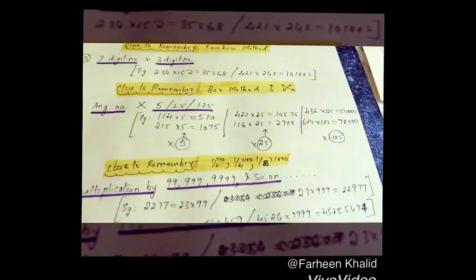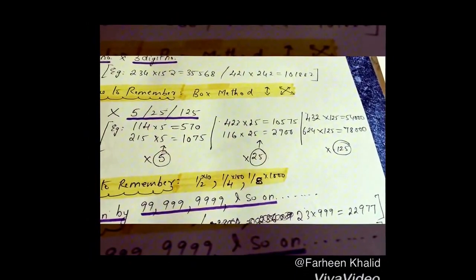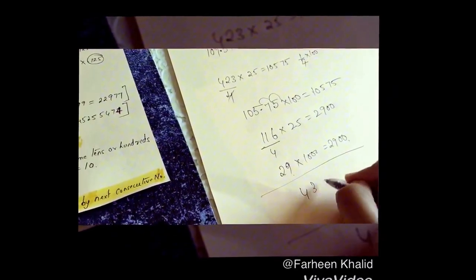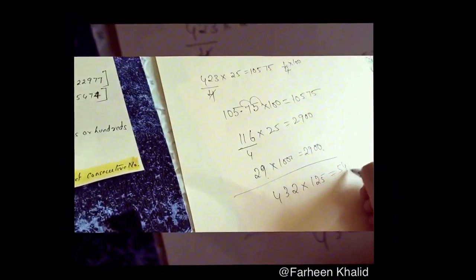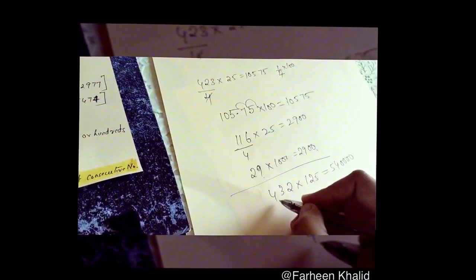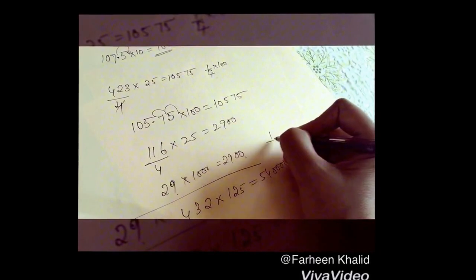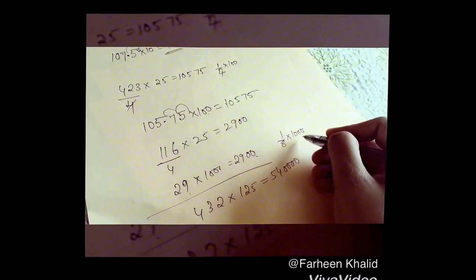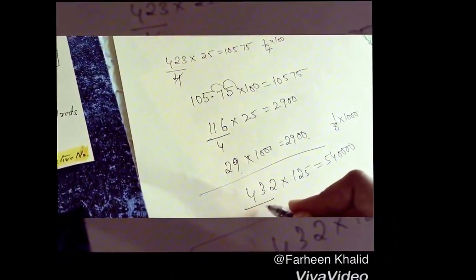Now we take the next one, which is multiplication by 125. So it's 432 times 125, which is 54,000. Okay, so basically what is 125? 125 is 1 divided by 8 times 1000. Okay, so 1000 divided by 8 is 125. So what we do here is divide by 8.